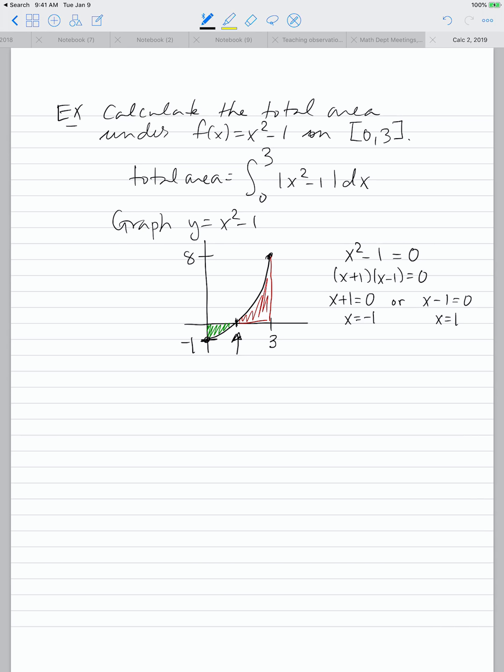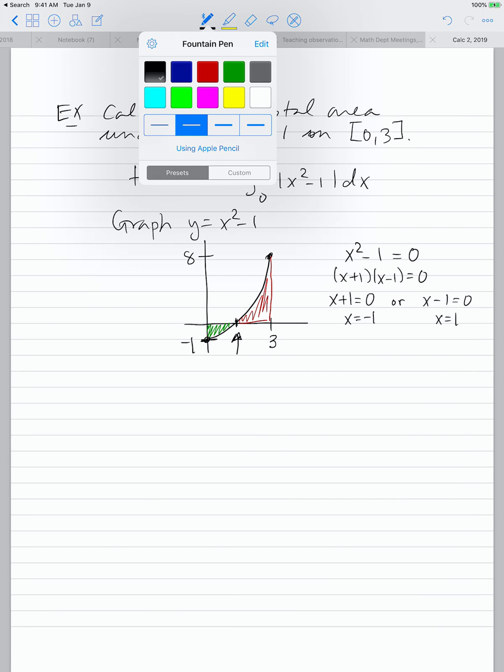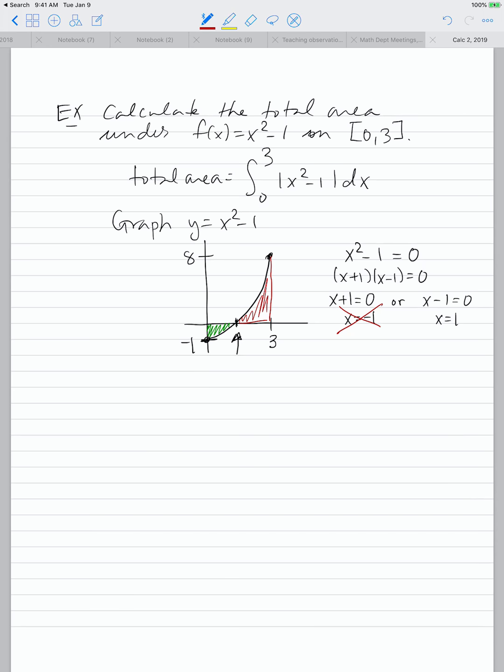Since we're on the interval from 0 to 3, the first one is irrelevant, and it's the other one that's our solution. So our graph must cross at x equals 1. So what this means is that we're going to take our integral, and we're going to break it up at 1.